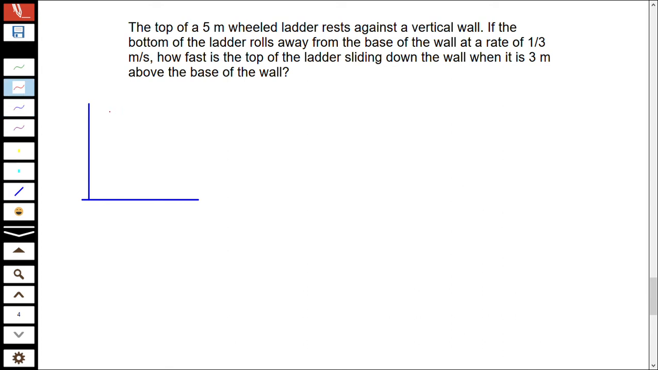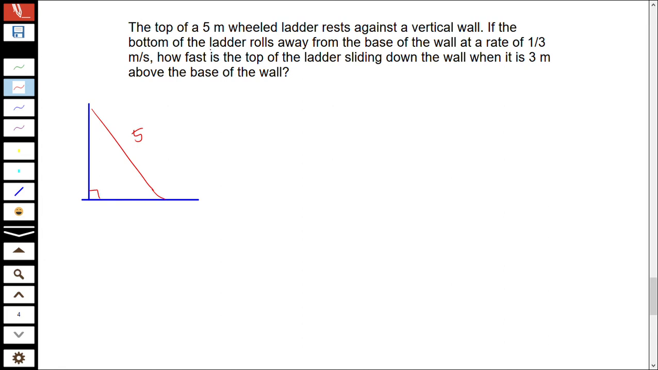And let me draw the ladder. So that's the ladder. And this is going to be 5 meters, and the size of the ladder is not going to change. So I'm not going to give it a variable, I'm just going to say it's 5. And every time we have a wall or anything that's standing upright from the ground, it's always going to become a 90-degree angle.